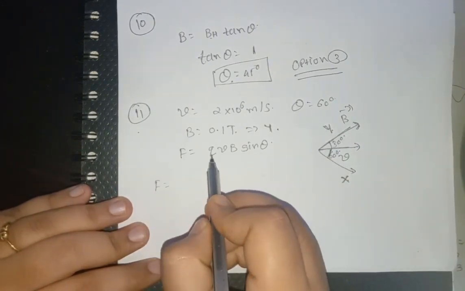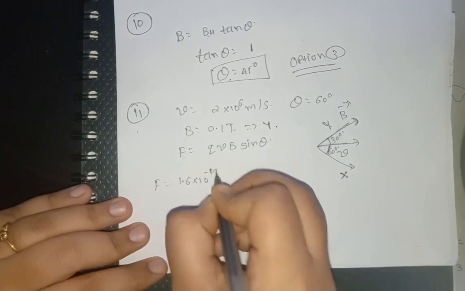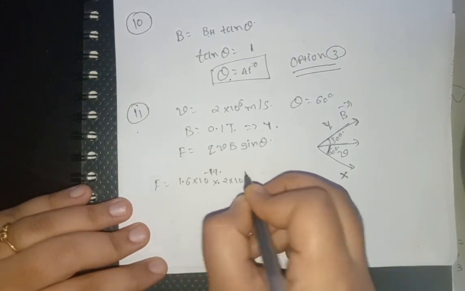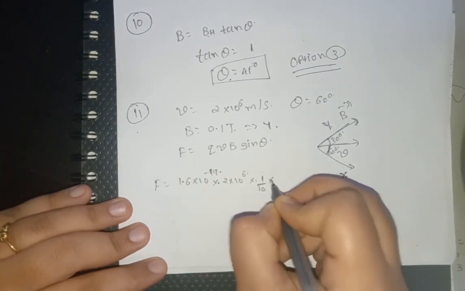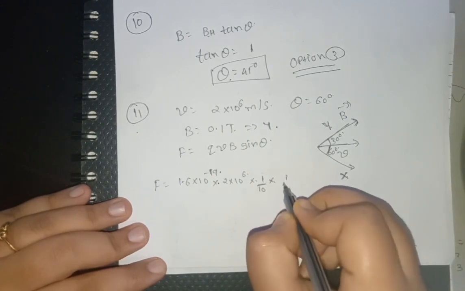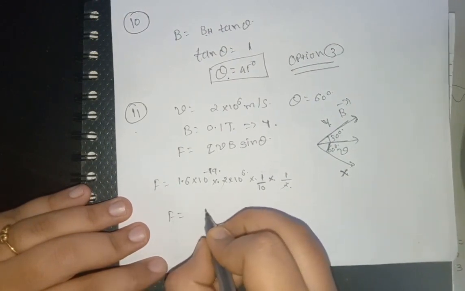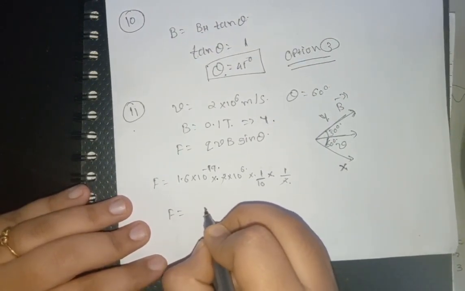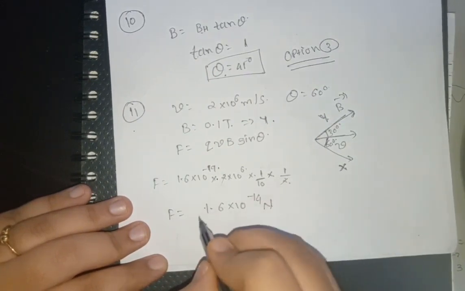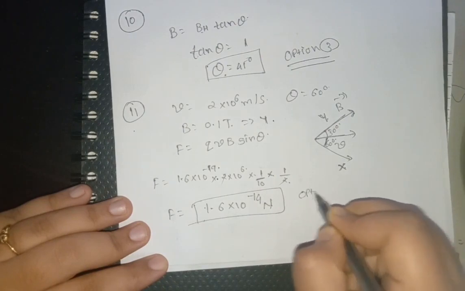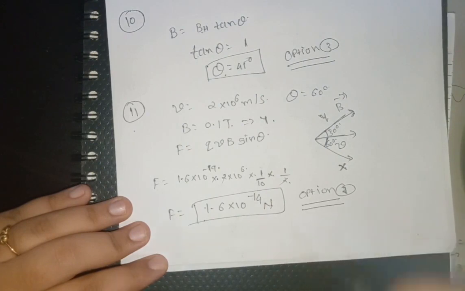Write the values. Q is the charge on proton, that is 1.6 into 10 power minus 19. Velocity is 2 into 10 power 6. B is 0.1, that is 1 by 10, into sine 30, that is 1 by 2. So 2 will get cancelled out. Simplify this, we'll get the answer. F is equal to 1.6 into 10 power minus 14 Newton. So option 2 is the correct option.